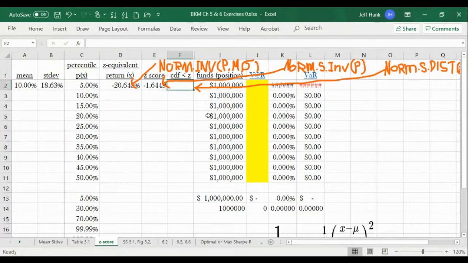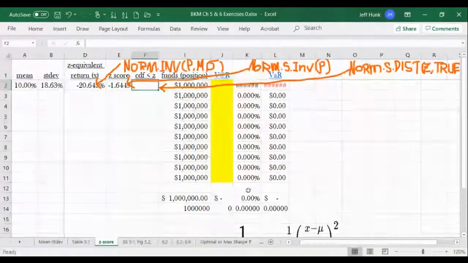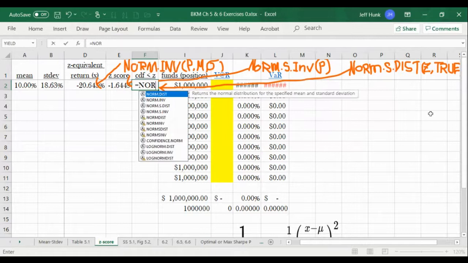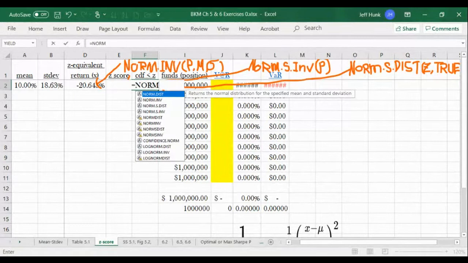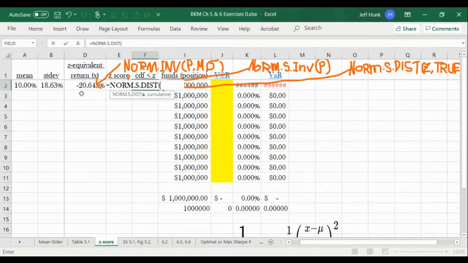This is just extra. It's called cumulative distribution function, cumulative distribution under the z-score, right? And then the normal standard distribution and the z-score. Give it the z-score, which is in E2.